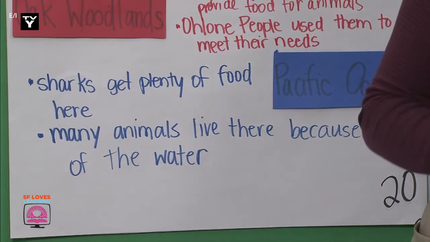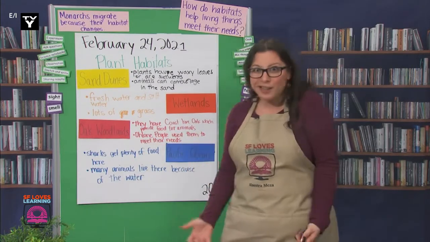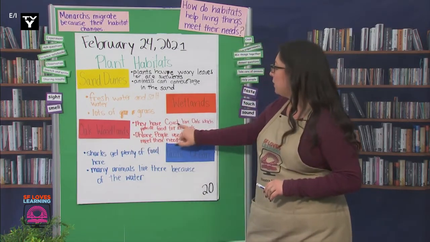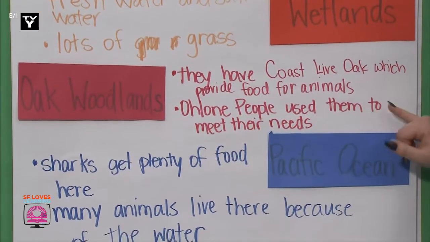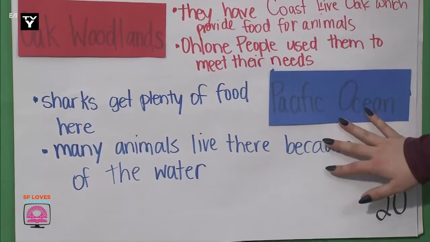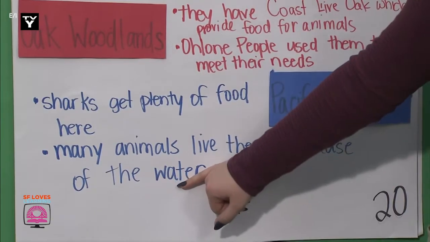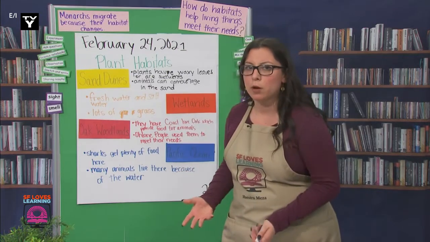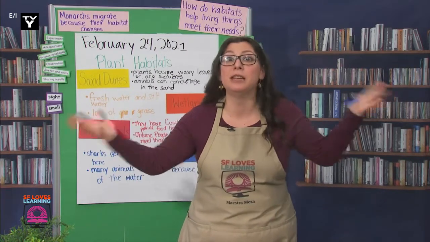So we learned a lot. We learned a lot with our notes, but let's reread them to make sure we review our learning and see if we can answer our question. So today we added oak woodlands. They have coast live oak, which provide food for animals. Ohlone people use them to meet their needs. Sharks get plenty of food here. Oh, we moved on to Pacific Ocean. Sorry, scientists. Many animals live there because of the water. Okay, so what do you think, scientists? How do these notes from our work from Monday, Tuesday, and Thursday help us? How do habitats help living things meet their needs?